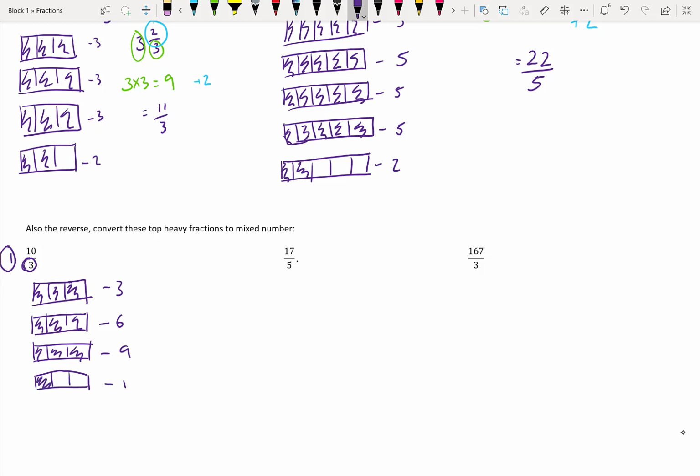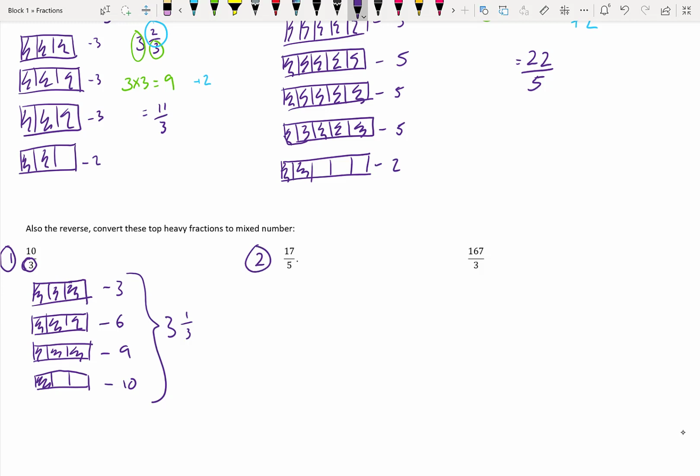I wanted 10, and so I only need 1 more, and that rectangle's got a nice wee curve in it. So I want that one. That brings me to 10. And so what I can see from here is I've got 1, 2, 3 wholes, and I've got 1/3 left. I've got 1 out of 3 in that bottom shape.